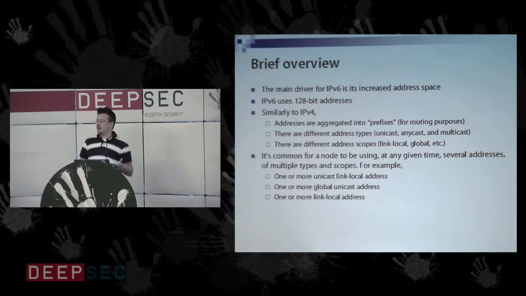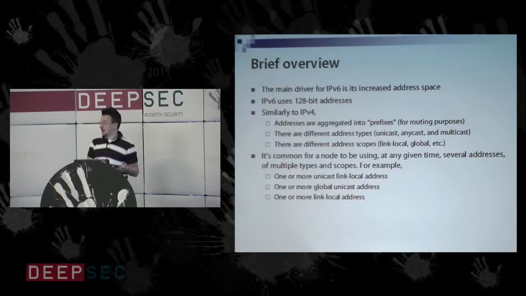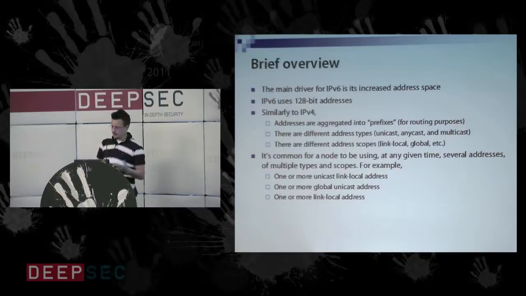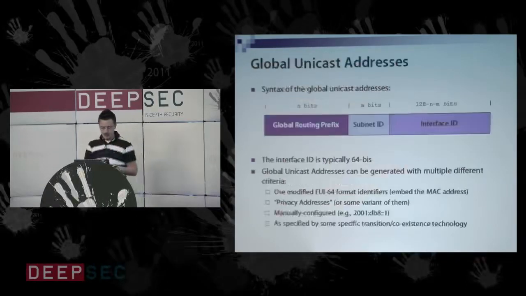Probably one of the few differences between IPv4 and V6 is that when you look at an IPv6 host, at any given time it's using more than one address, of more than one type. So it's usually the case that if you look at the configuration of a single interface in a V6 host, it has a link-local address and it may have one or maybe a few more, for example, global unicast addresses. That's probably the only difference between IPv4 and V6 addressing.